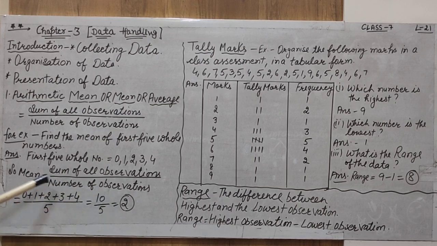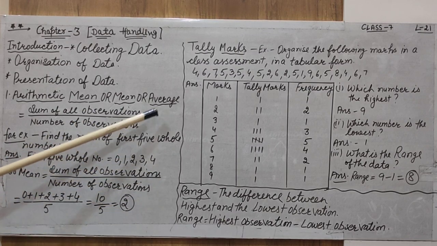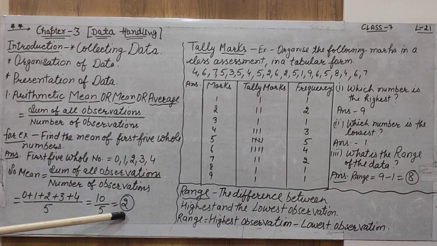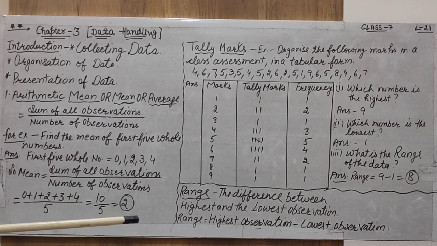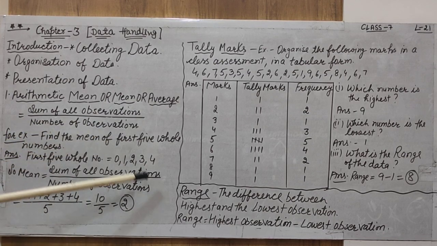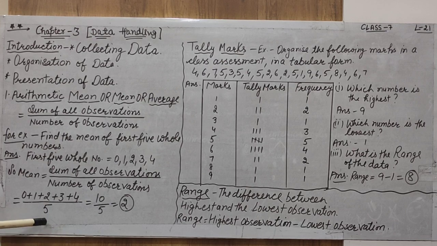So the overall mean of these observations is equal to 2, or we can say the average of these observations is 2, or the arithmetic mean of these observations is 2. Alright, so this is the method to find the mean of any given observations.